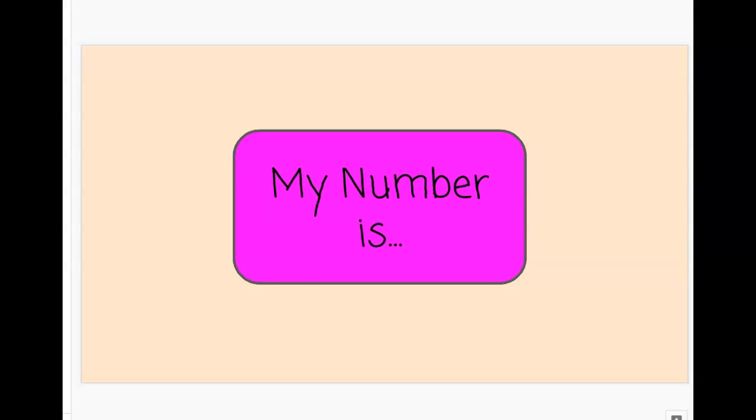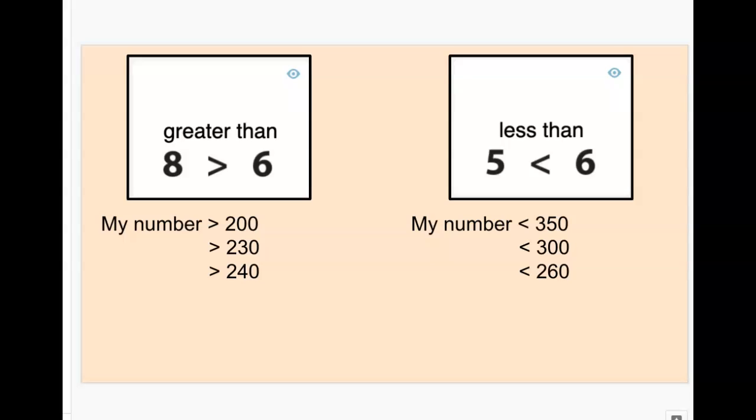I'm hiding my number under this pink box. Here are all of my clues. My number is greater than 200. My number is less than 350. Let's start with those two clues. Let's go to our number line.